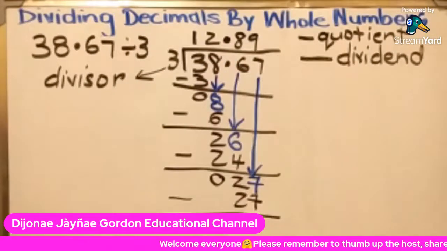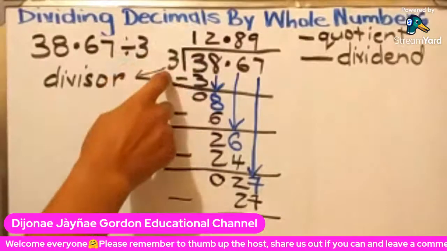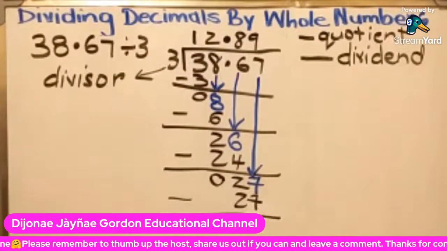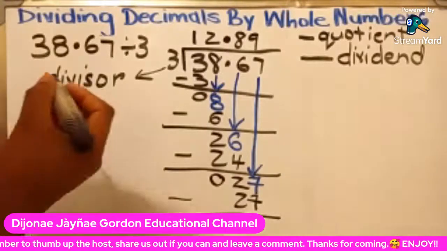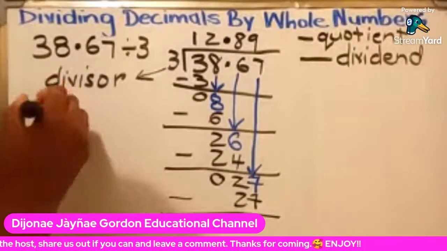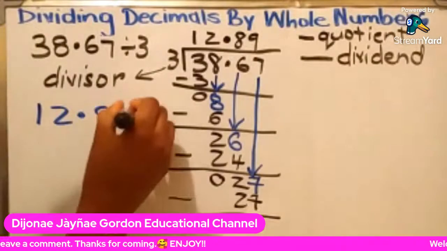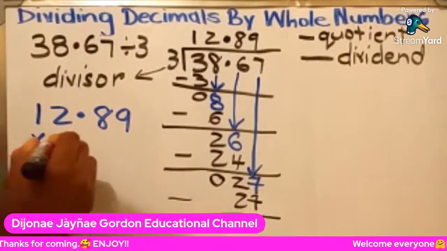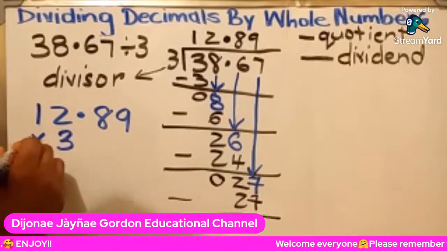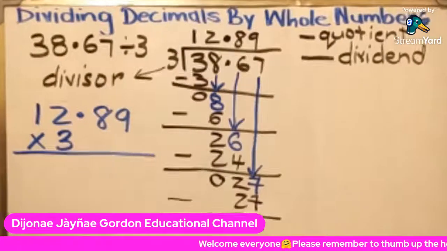So let's do a check to see if our quotient is correct. How do we check to see if our quotient is correct? We are going to take our quotient and multiply it by our divisor. So let's do a check right here. So I'm going to take my 12.89 and of course I'm going to multiply it by 3. Go ahead and do our multiplication.